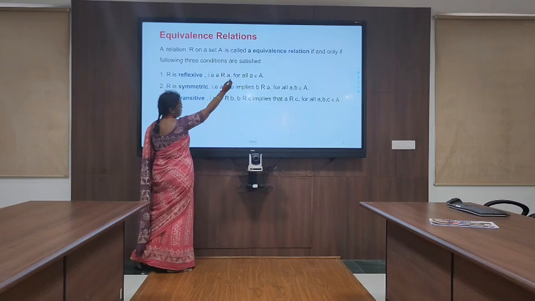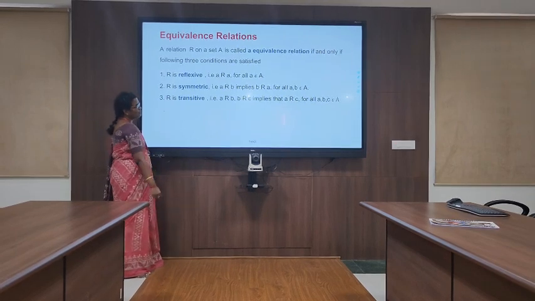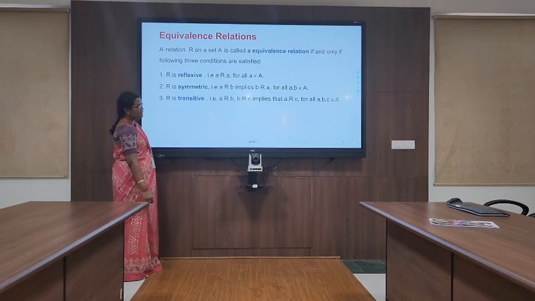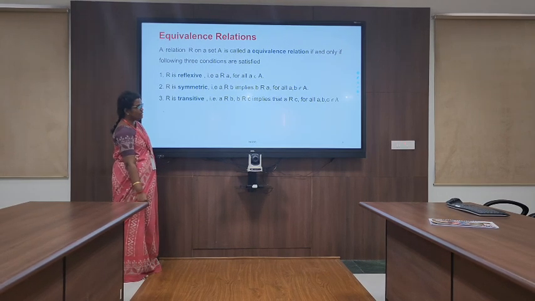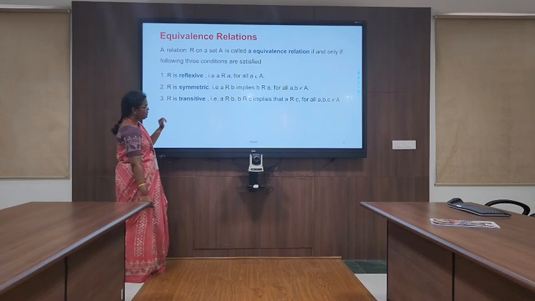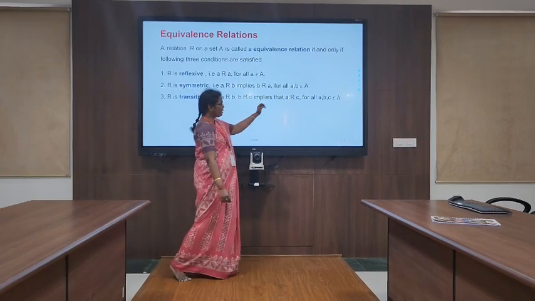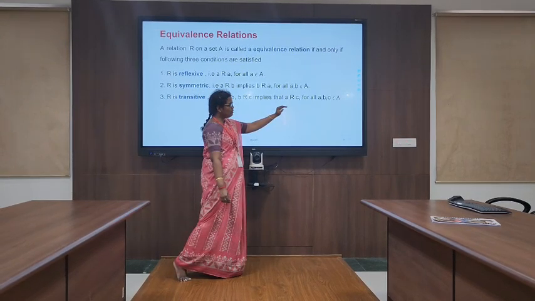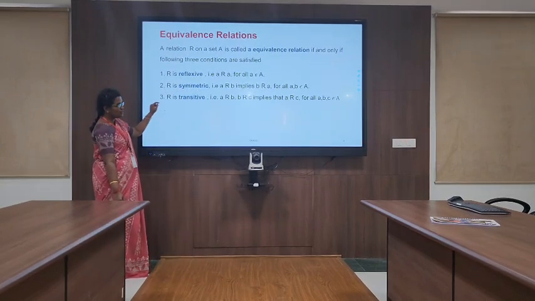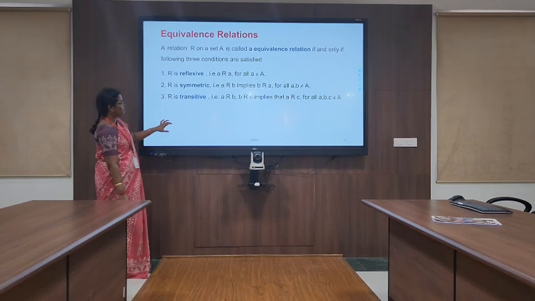So a R a, for all a belongs to A. The second condition, R is symmetric. That is, a related with b should imply b related with a for all a, b taken from the base set A. The third condition, R is transitive. Assume a related with b, b related with c. These together should imply a is related with c for all the elements a, b, c taken from the base set A. If these conditions are satisfied by a relation R, we call R an equivalence relation.